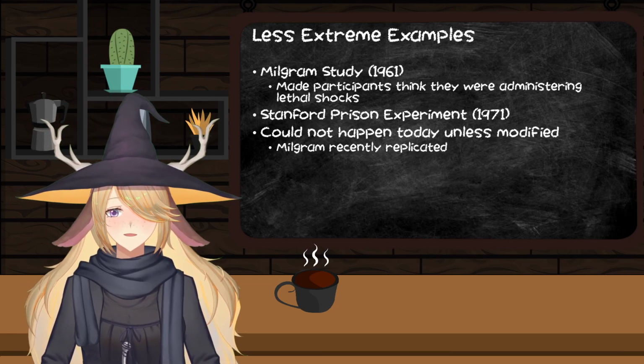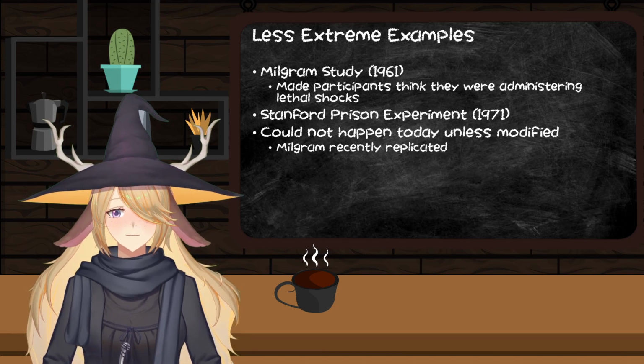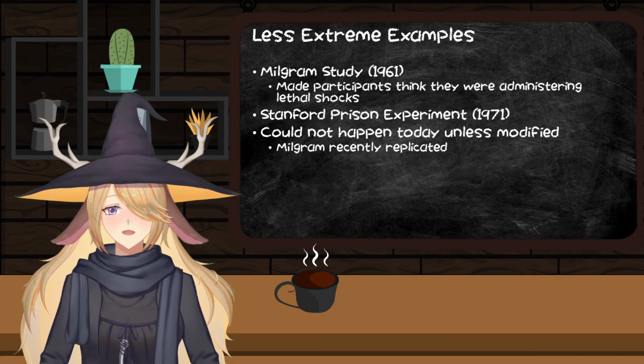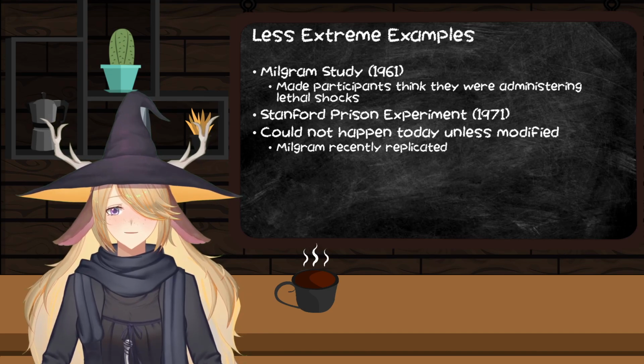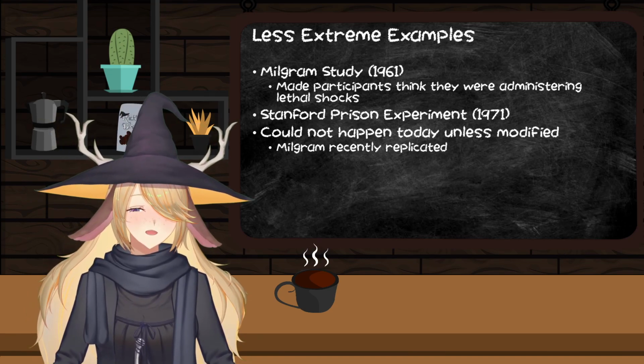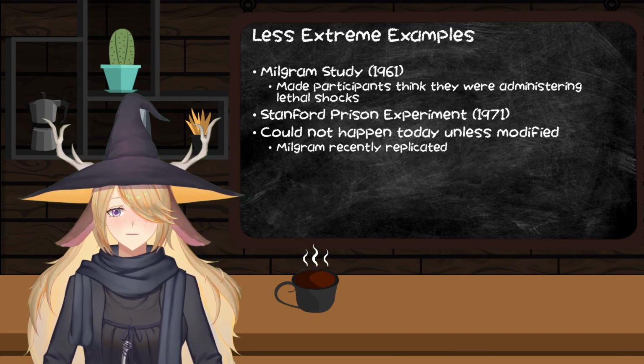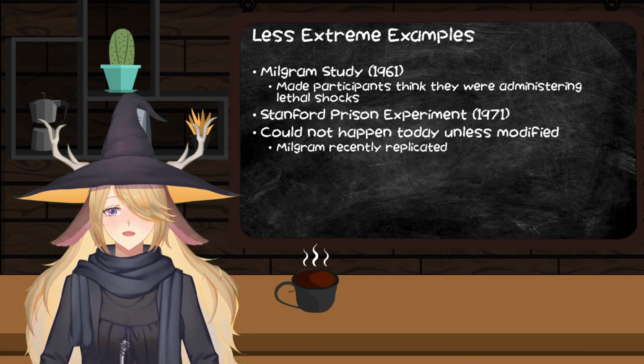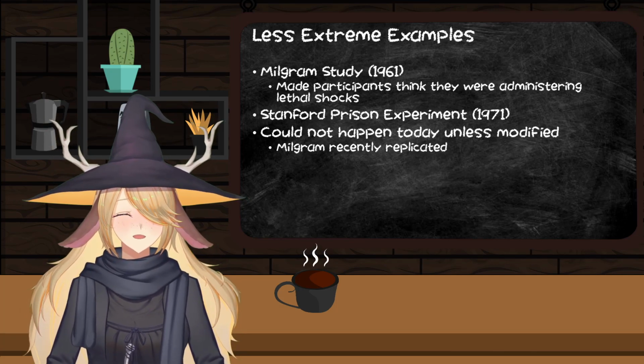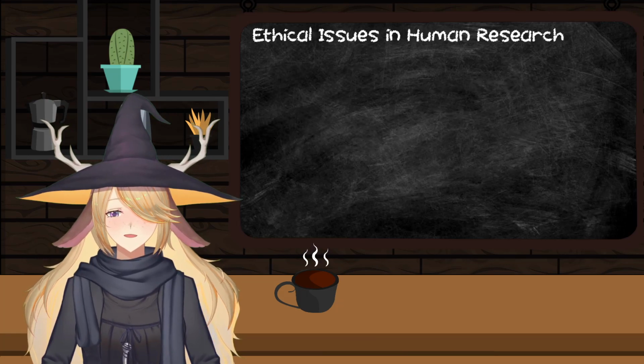Many of those boys were horribly traumatized by the Stanford prison experiment, and so thankfully we have IRBs now that keep people from being able to do stuff. Now, there were some modifications actually made to Milgram's paradigm, and it actually did recently replicate, so we can have some level of confidence in that study.